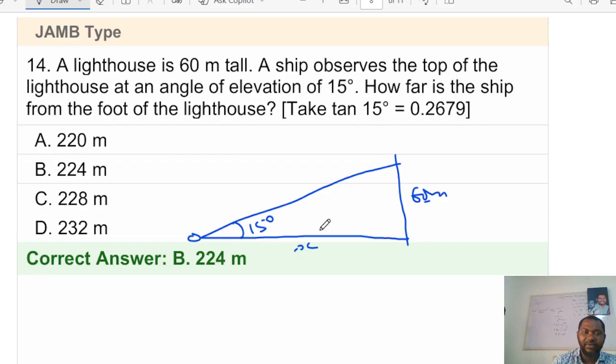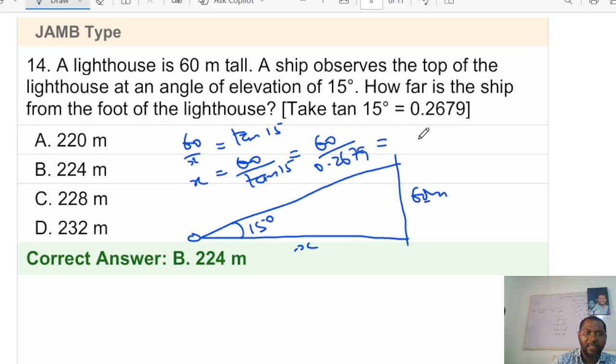This is opposite over adjacent, so 60 over x is equal to tan 15. So x is going to be equal to 60 divided by tan 15, and that is 60 divided by 0.2679, which gives us 224 meters. Which is B. I'm going to stop here, so you continue.